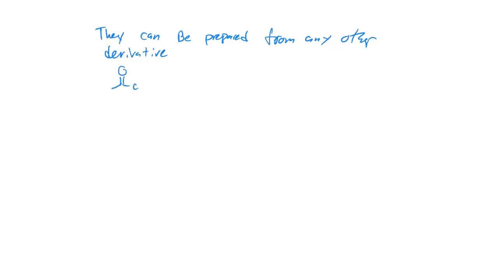Let's talk a little bit about amides, and they can be prepared from any other derivative. So we can use acid chlorides, we can use acid anhydrides, we can use esters to prepare amides. It's most efficient in terms of reactivity and byproducts to use acid chlorides.